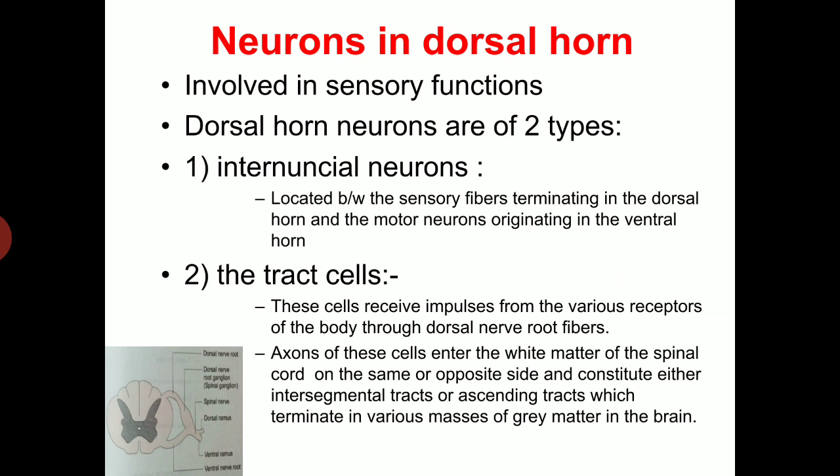The tract cells receive impulses from various receptors of the body through dorsal nerve root fibers. Axons of these cells enter the white matter of the spinal cord on the same or opposite side and constitute either intersegmental tracts or ascending tracts, which terminate in various masses of gray matter in the brain.